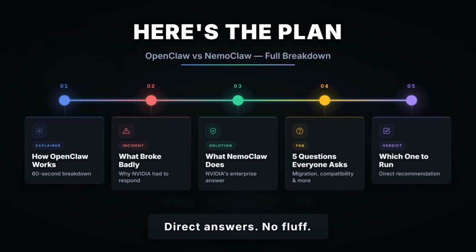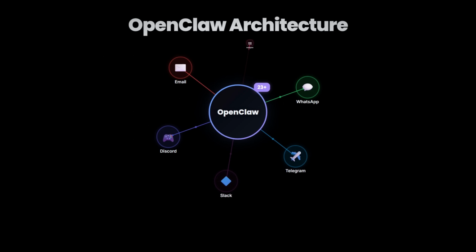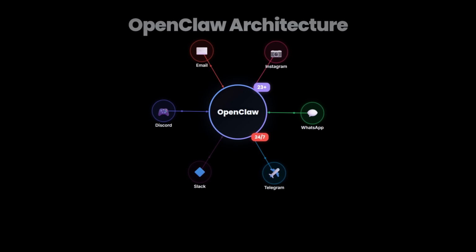Whether you are already running OpenClaw and wondering if you need to switch, or you are just getting started trying to figure out which one to install, this gives you a direct answer. Even if you have never installed OpenClaw, this takes 60 seconds and it's what makes the rest of this video make sense. So OpenClaw is a persistent AI agent that runs on your machine or server. It connects to 20 plus messaging apps like WhatsApp, Telegram, Slack, Discord, etc. and acts on your behalf around the clock.